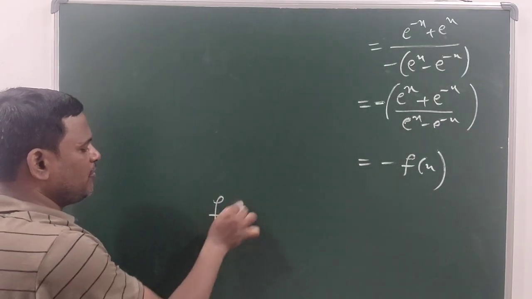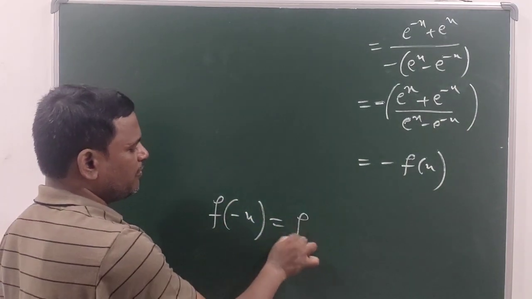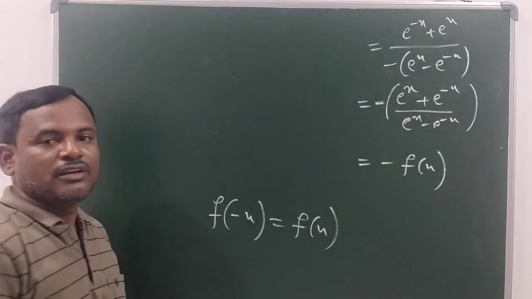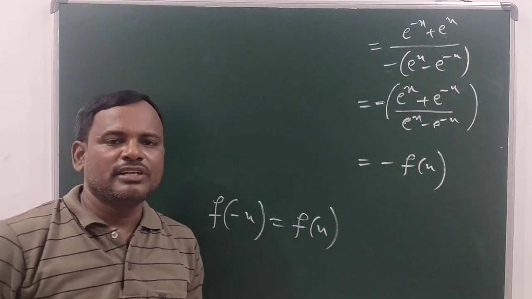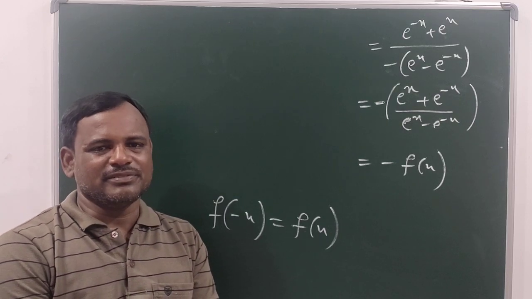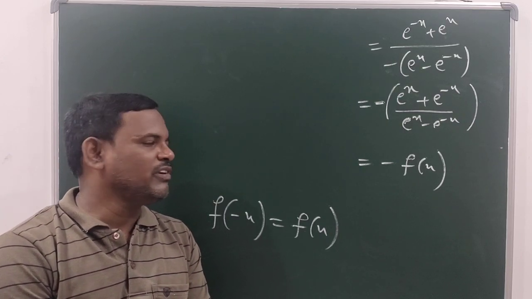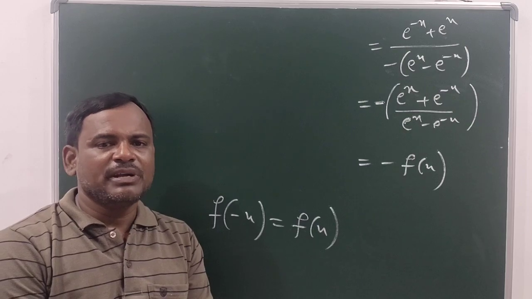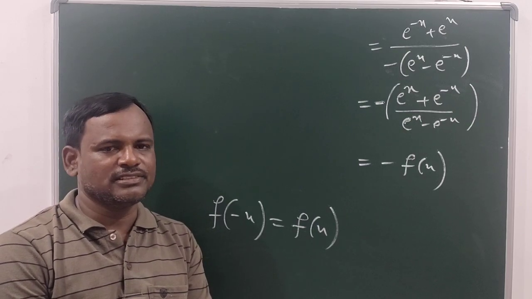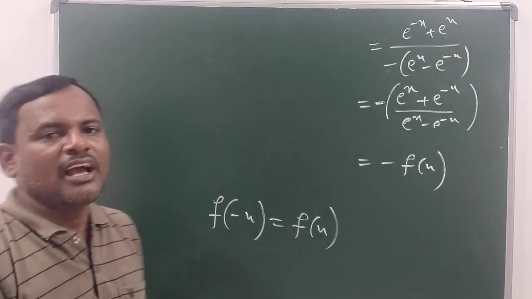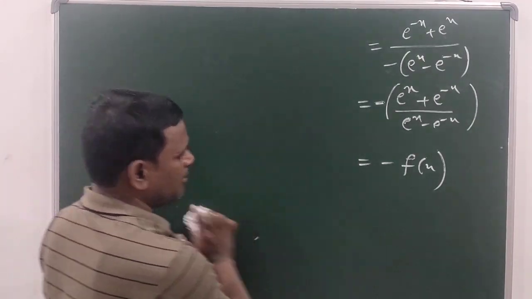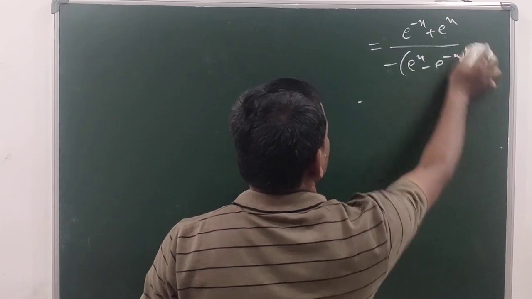So we prepared f of minus x. Finally you got f of x. If a function satisfies this relation, as you know, that is an even function. Okay, so even functions are symmetrical about y-axis. So observe that point. So coth x is an even function. And find whose differentiation.